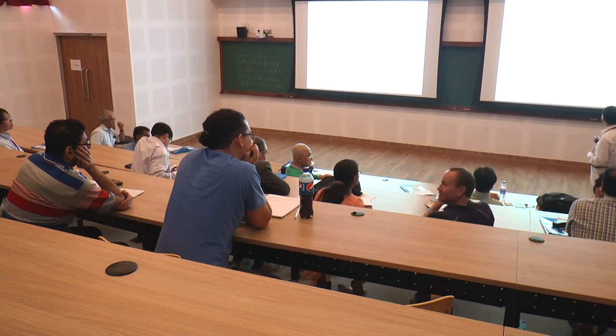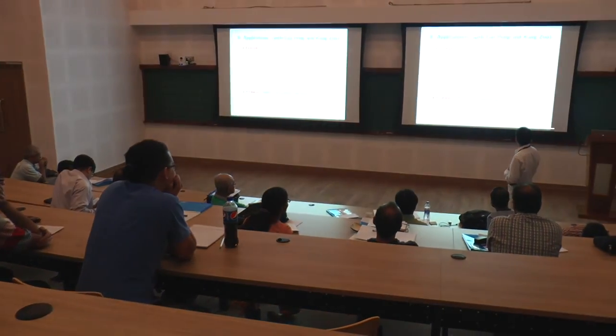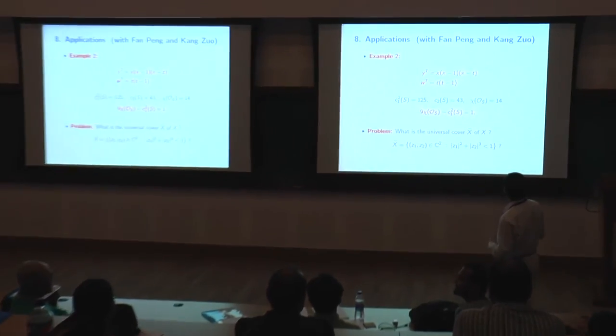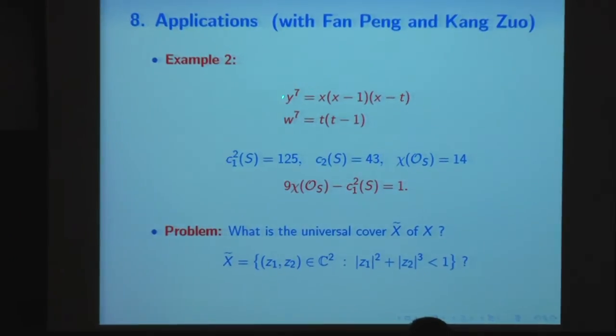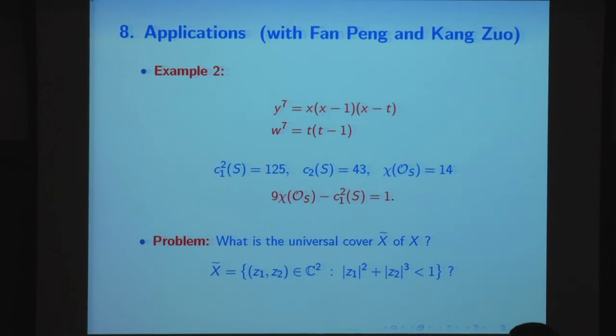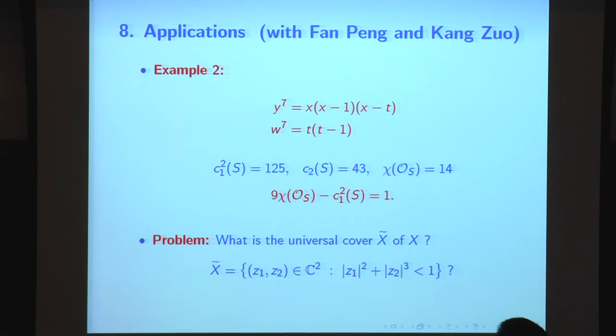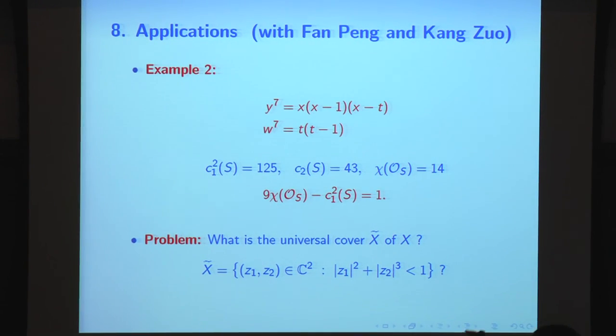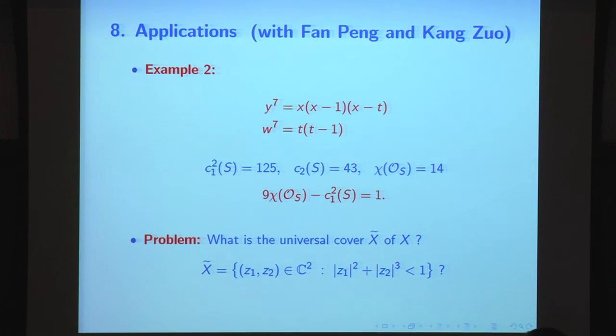Can you give more information about X? About this X? X is S, I use the same. This is a family of curves. If you view t as the parameter, the coordinate of P1, and x as the coordinates of another P1, P2 cross P1, you can complexify it. A surface defined in P2 cross P1. The parameter t is the coordinate of the P1. You get the complexification.